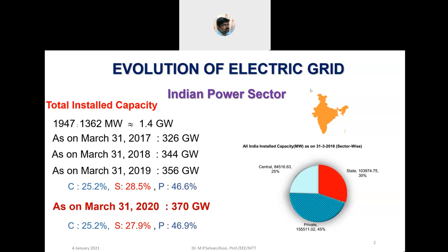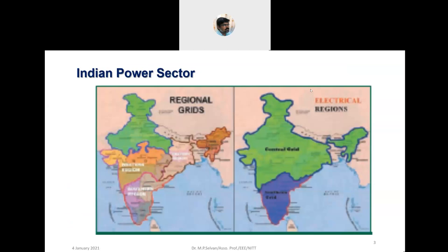So this is the share I was discussing, right? Every central power station, as well as the state power sector and the private power sector, is contributing to our total installed capacity. And all of you know that our Indian grid is divided into 5 regional grids: southern, western, eastern, northern, and northeastern regional grid. Though it is divided into 5 regional grids for better operation, physically they are interconnected through AC tie lines as well as HVDC long distance transmission lines and back to back stations.